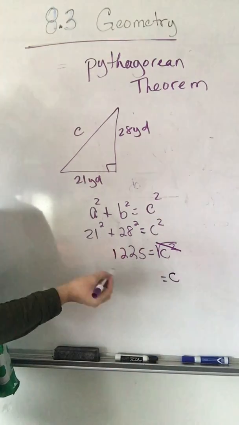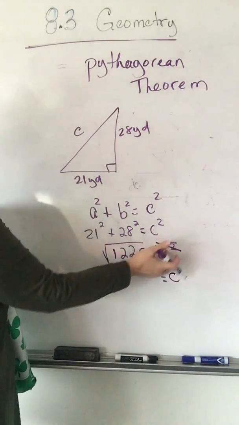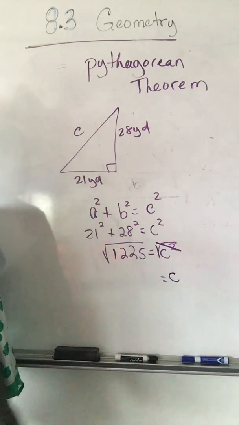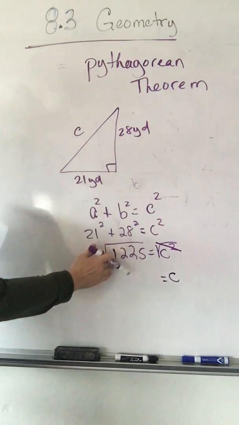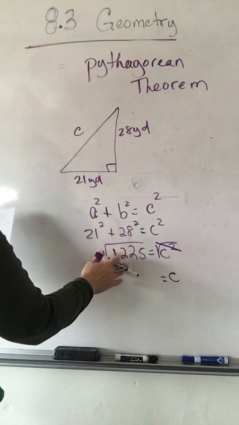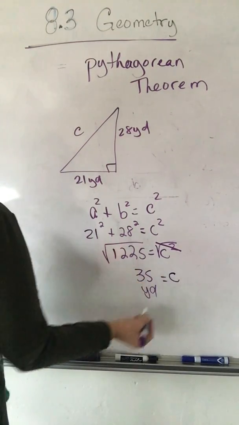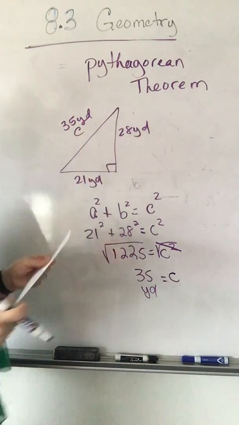We've not had to do that in any of our previous examples, I don't think, this semester. But to get rid of c squared, it takes a square root, because square root and square are opposite operations, and will bring out regular c. So when you square root, find your square root button of 1225, you should get a final answer of 35, and that is in yards. So this hypotenuse should be 35 yards.